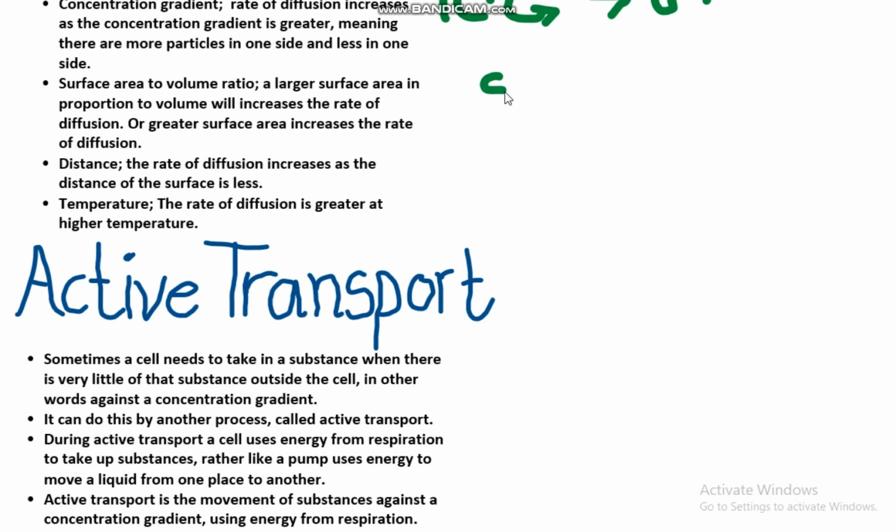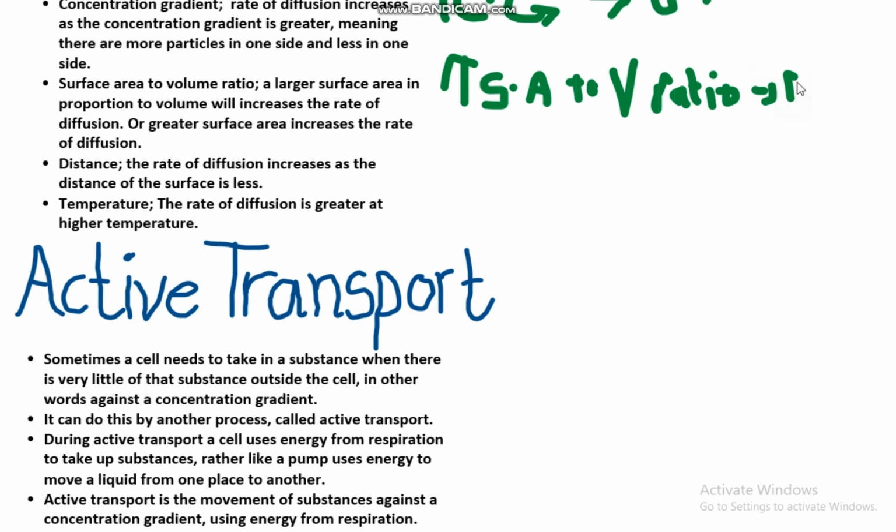So that's the surface area to volume ratio: as it increases, the rate of diffusion also increases. And then we have the distance. The rate of diffusion increases as the distance to the surface is less.